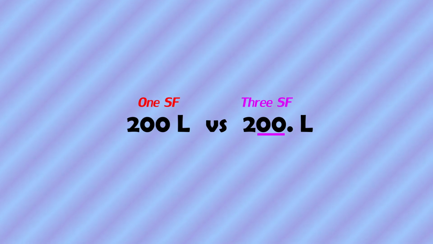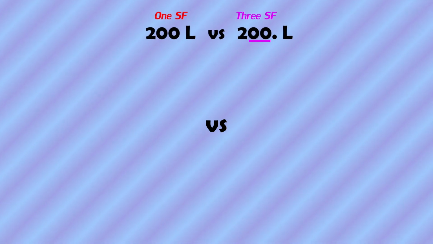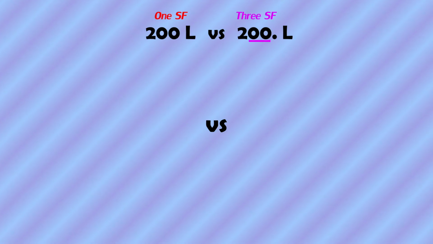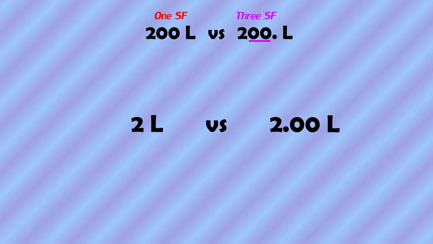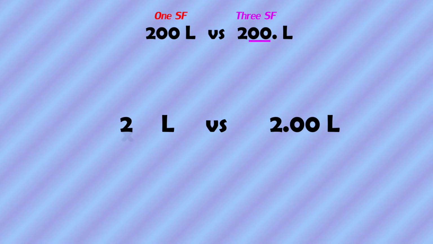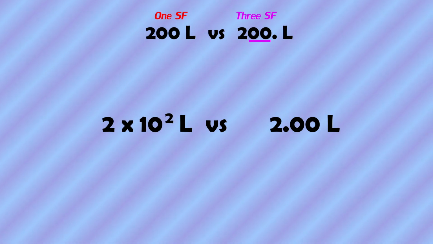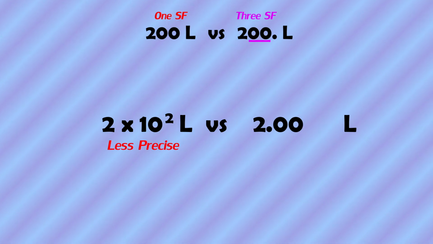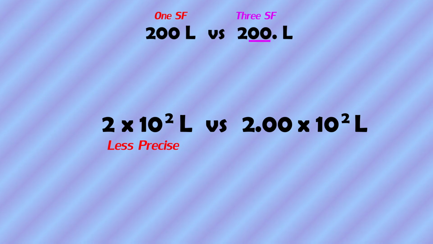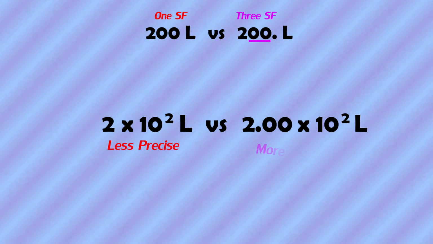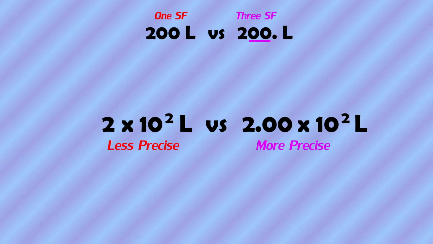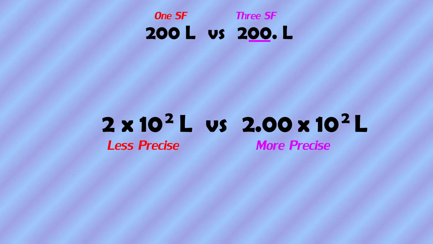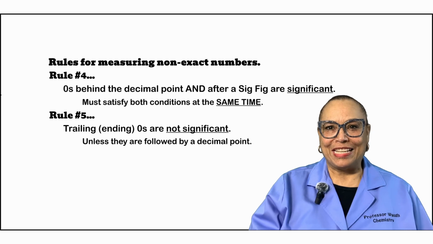All right, now putting it in scientific notation, if the zeros are not significant, we don't need to see them, okay? So for the 200 liters, we'll put that in scientific notation as 2 times 10 to the 2 liters. That's a less precise number than looking at 2.00 times 10 to the 2 liters. Do you see the difference? You have more precision in 2.00 times 10 to the 2 liters. That's very important in chemistry, so pay attention, okay? Thank you for attending class.